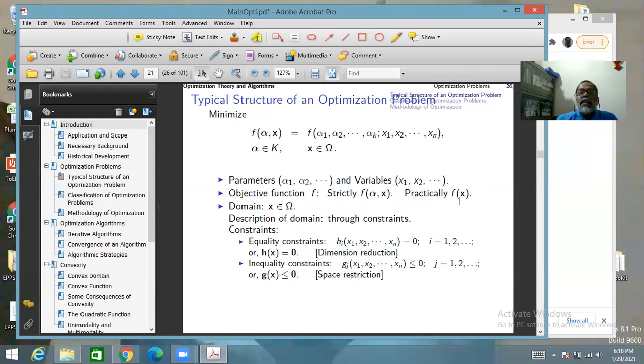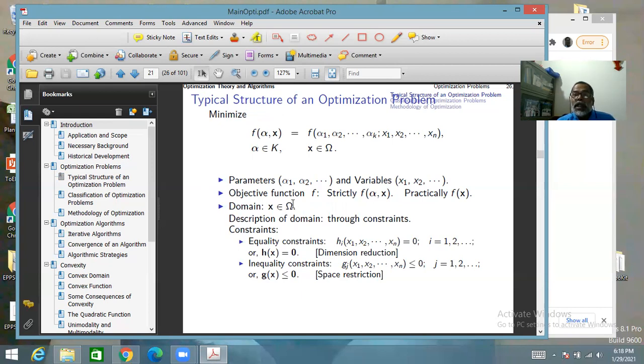So, for example, suppose x has three variables, x1, x2, x3. Then if you allow all values of these variables from minus infinity to plus infinity, then you will get the entire 3D space as the domain. On the other hand, there could be some restrictions, in which the domain will be smaller. So whatever is the domain, I'm showing that with this capital omega.